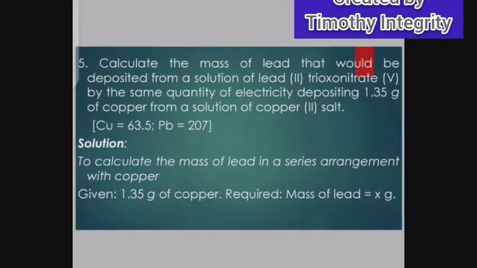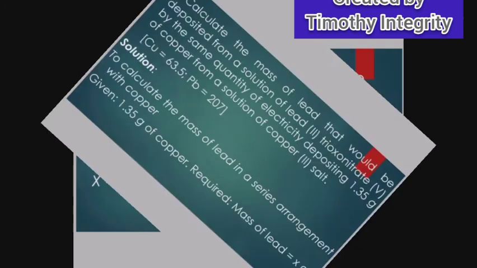Now we have question number 5, and it says calculate the mass of lead that will be deposited from a solution of lead(II) trioxonitrate(V) by the same quantity of electricity depositing 1.35 grams of copper from a solution of copper(II) salts. Now we have the constants there, that is their relative atomic masses are given. In the solution we are to calculate the mass of lead in a series arrangement with copper. And we have all the parameters given there. We are looking for X.